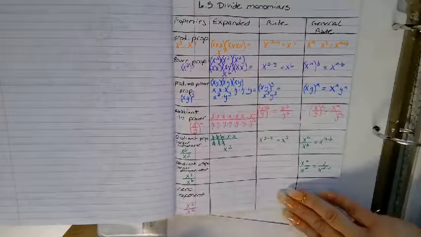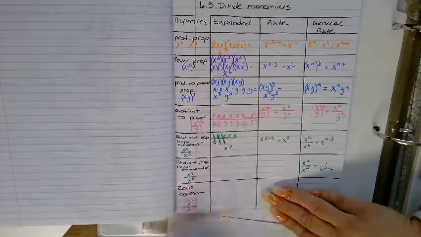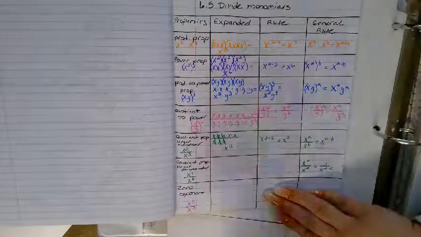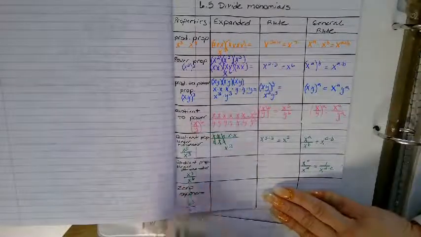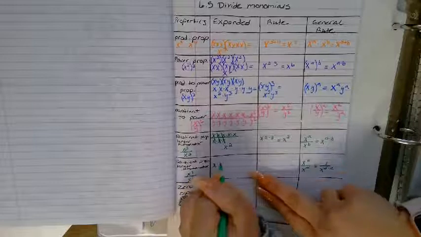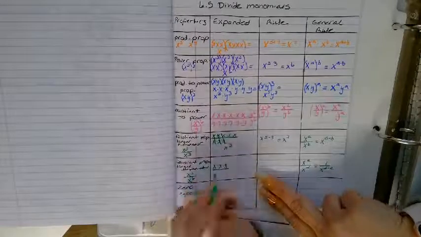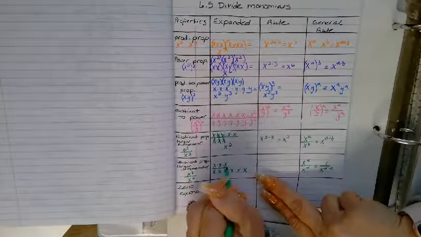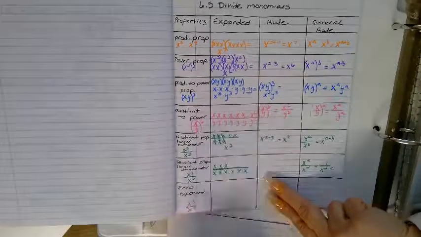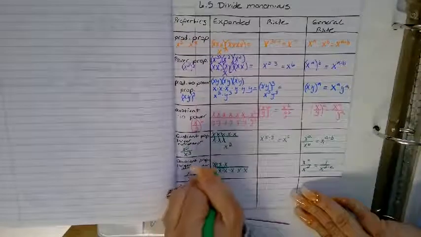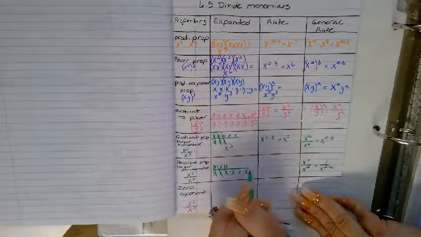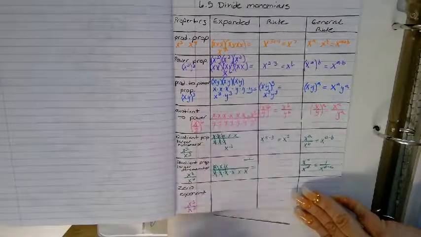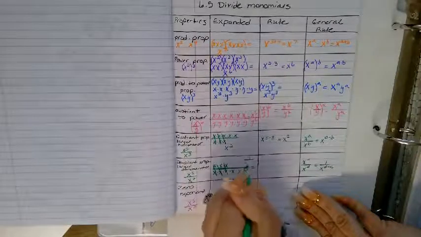Okay, now let's look at this in the expanded form. So we have 3 x's, x times x times x, over 6 x's. So there's our little fraction. We're going to get rid of these, which would leave us nothing up top, but we have to put our 1 up top because we don't have anything up there. And then we're left with 3 of our x's, so x cubed.